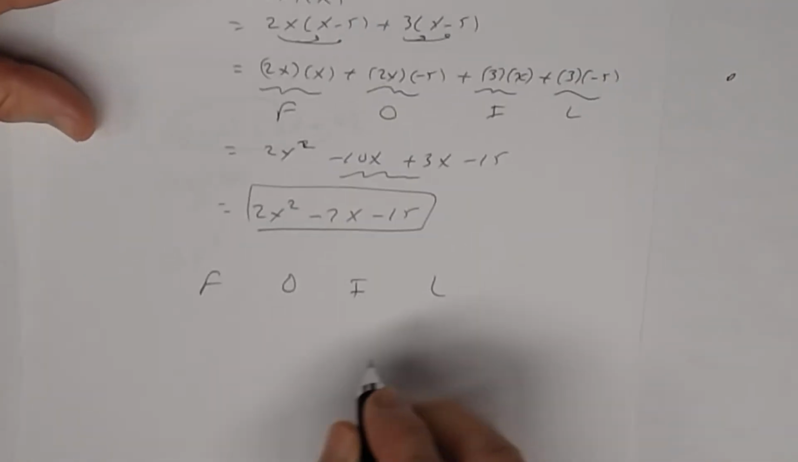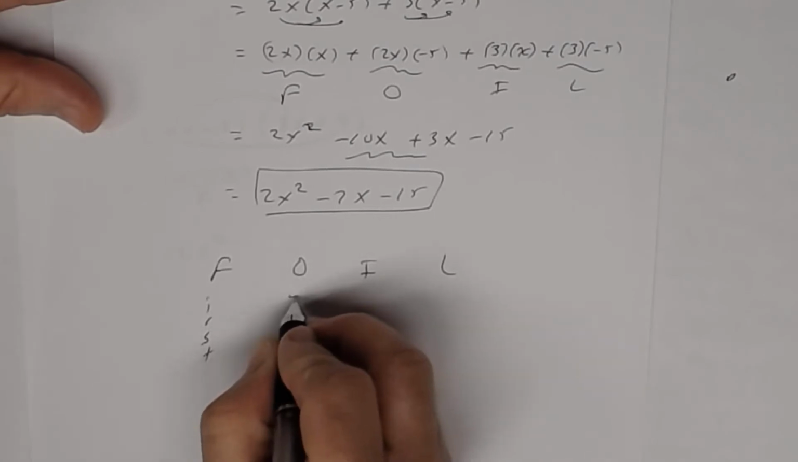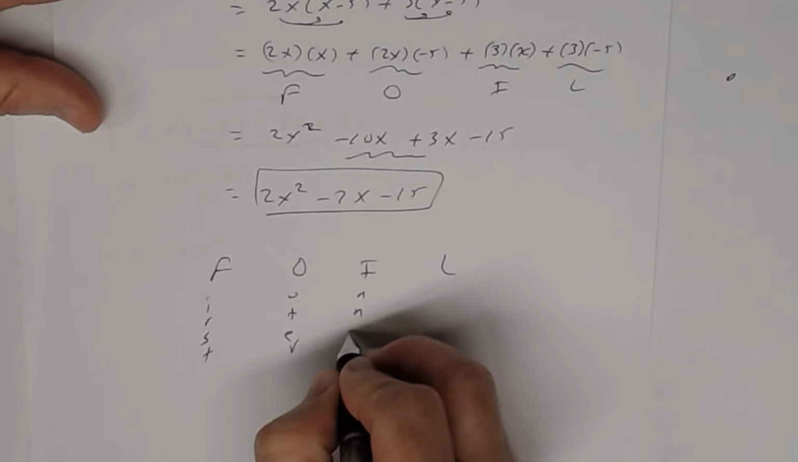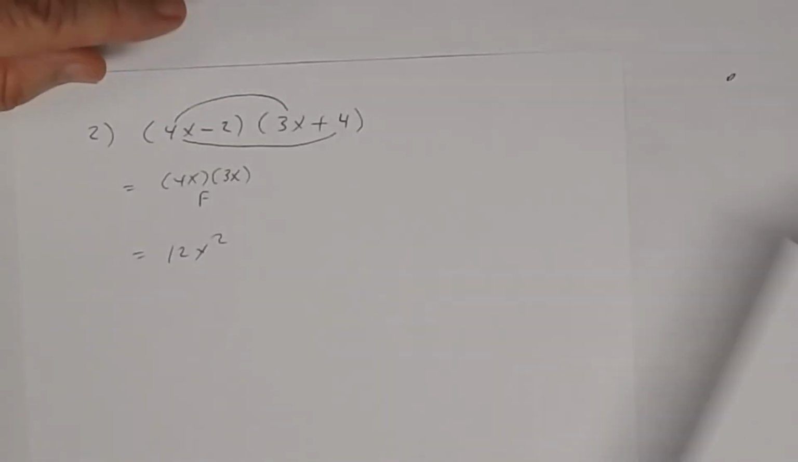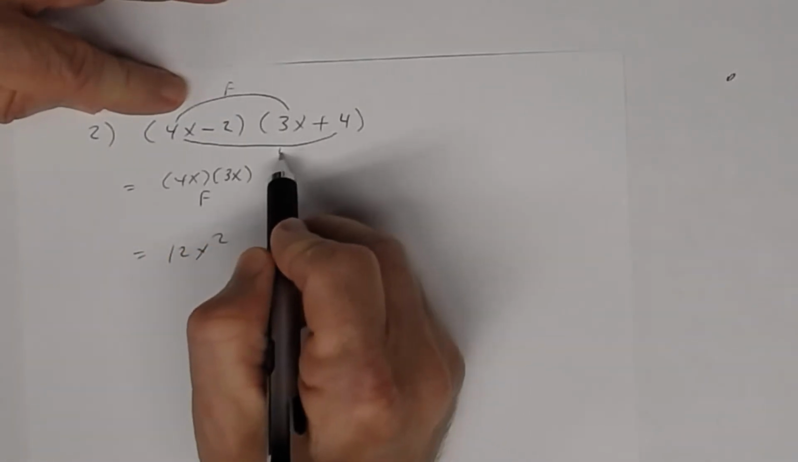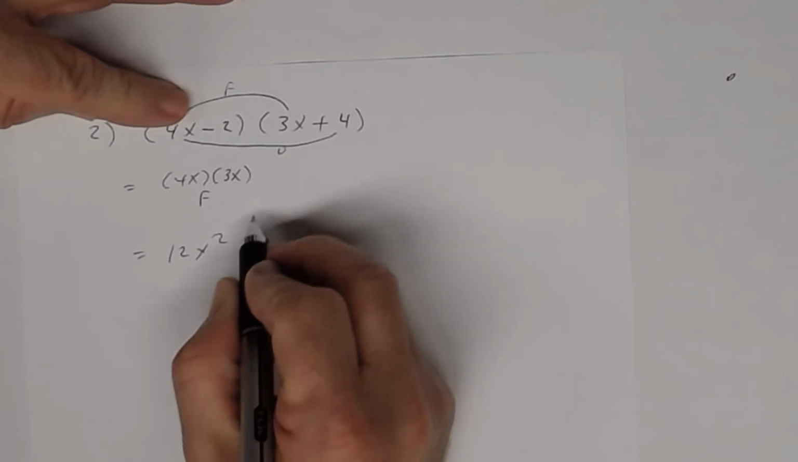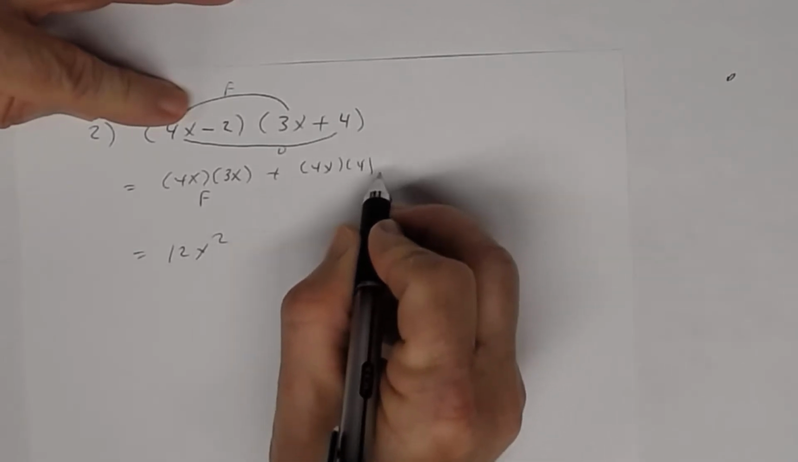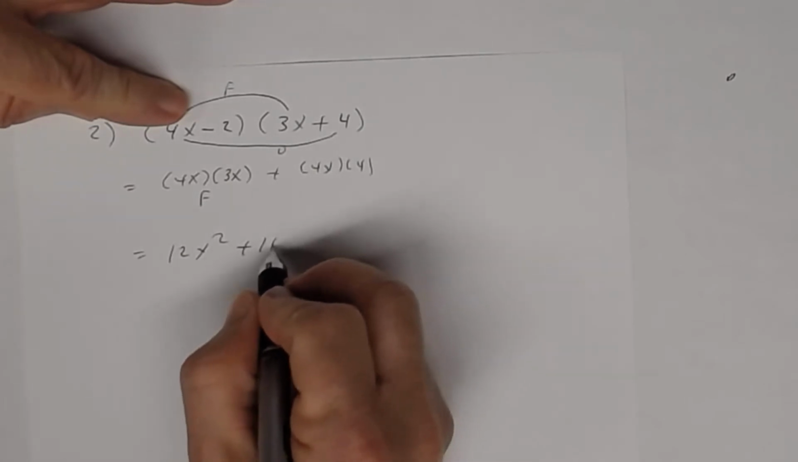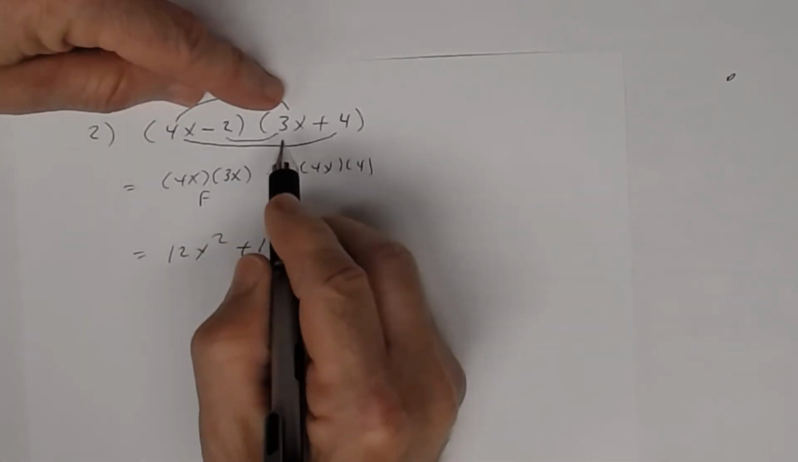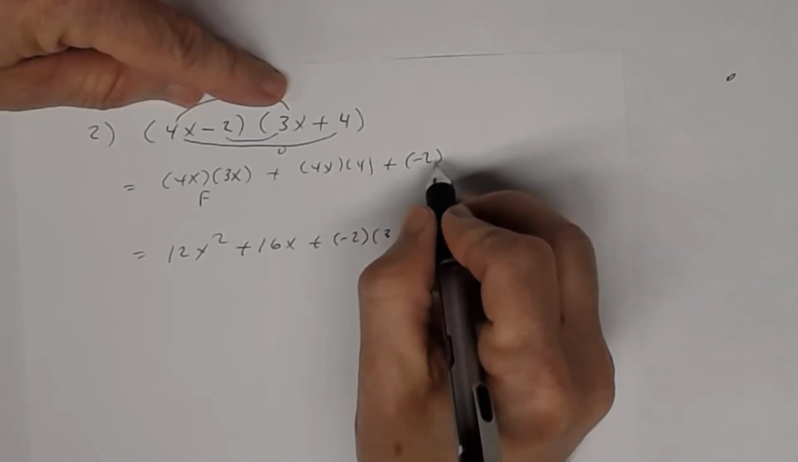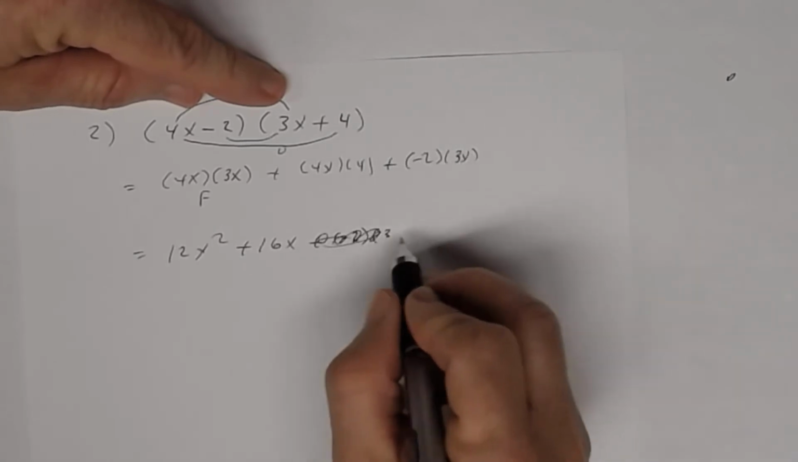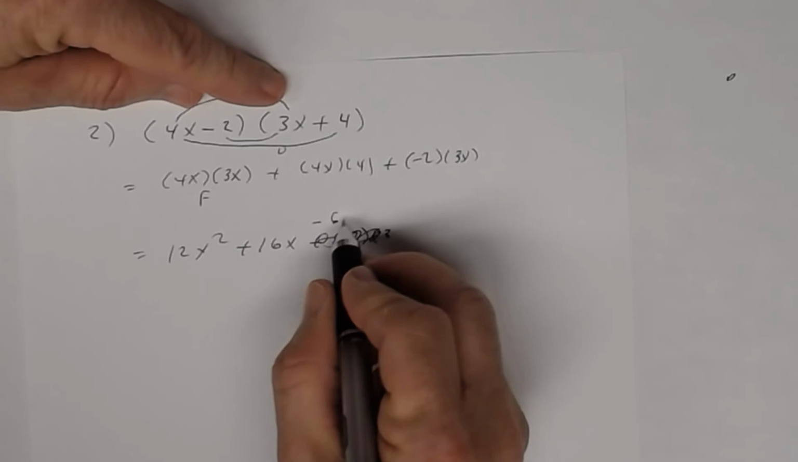All right, so remember FOIL: first, outer, inner, and then last. So here's my first, and then here's my outer. In my outer, I have plus 4x times 4, and 4x times 4 is 16x. Your inner, negative 2 times 3x. Oops, sorry, I wrote in the wrong place, plus a negative 2 times 3x. And a negative 2 times 3x is a negative 6x.